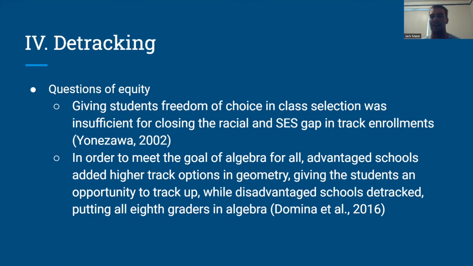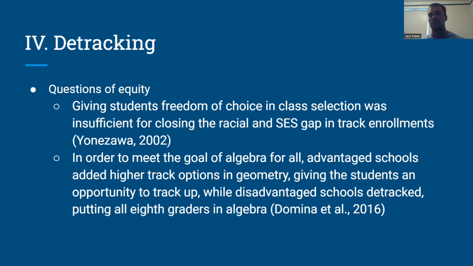Another study looked at how schools address this, since often either tracking or detracking will be aimed at achieving a higher level of achievement. What they found is that advantaged schools generally offer more tracks, and they'll try to get students to a higher level of achievement by adding a bunch of different tracks above the level where a student would typically be.